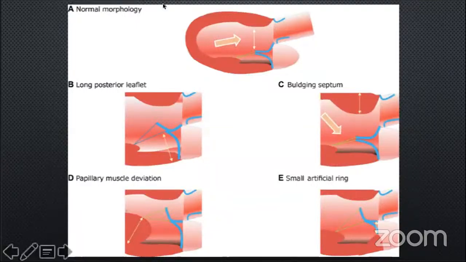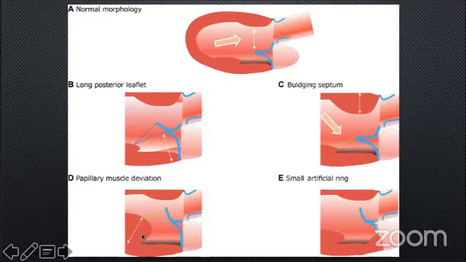Here we can see some of the abnormalities that can lead to systolic anterior motion. Here we can see the normal morphology of the left heart side. Here we can see the long posterior leaflet that is pushing the anterior leaflet towards the interventricular septum. We can also sometimes see bulging of the septum, either in subaortic membrane or in hypertrophic cardiomyopathy, that can also cause narrowing and then enroll the Venturi effect and the shifting of the whole mitral valve towards the septum.